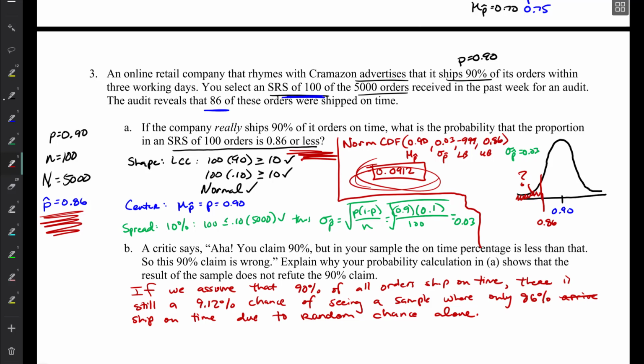Now, we stop to think, is that 9.12% significant? The answer here really is no. 9.12%, while it's unlikely, is not terribly low to make it unbelievable that this could be true. While unlikely, this is still basically a 1 in 10 chance that it could happen.